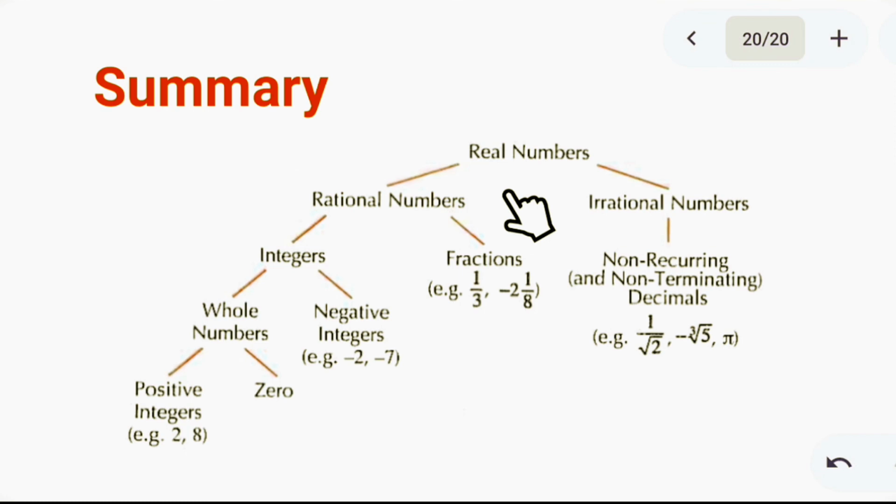So this is the summary of what we learned in the theory of these different numbers: a real number could be a rational number or an irrational number. Irrational numbers are the non-recurring and non-terminating decimals like square roots, cube roots, pi. On the other hand, rational numbers could be an integer or a fraction. Integers could be the whole numbers and the negative integers, and the whole numbers could be positive integers and the 0. I hope you have understood all the concepts that we have learned in this lecture.